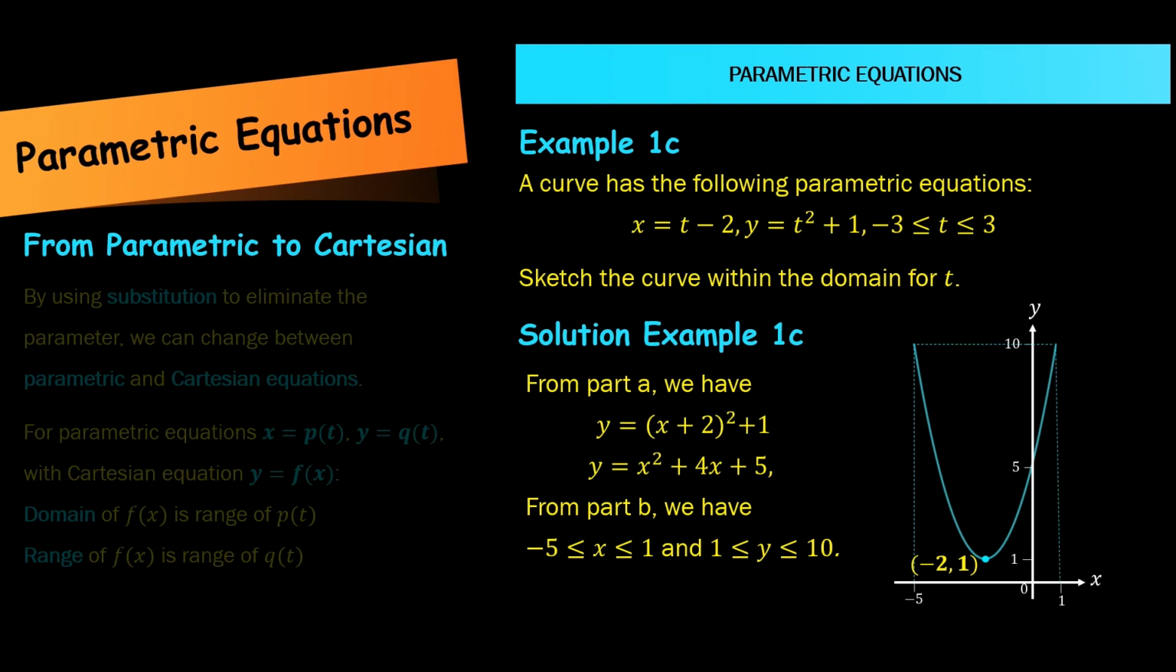Now from part B, we have that x is greater than or equal to minus 5 and less than or equal to 1, and y is greater than or equal to 1 and less than or equal to 10. And so we have our curve stretching on the x-axis from minus 5 to 1 and on the y-axis from 1 to 10 as shown. We can also find the intercept. So when x equals 0, we have that y is equal to 5, here as shown.